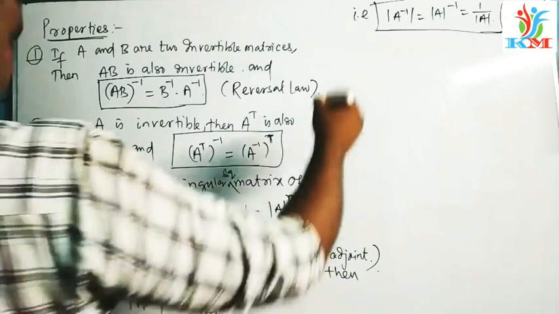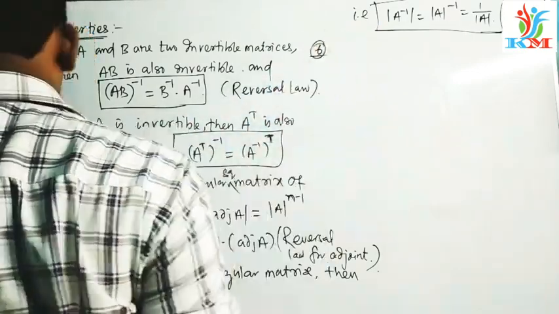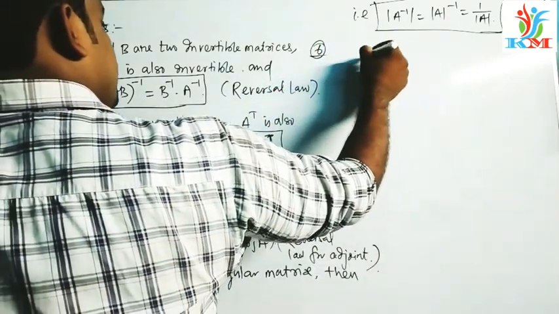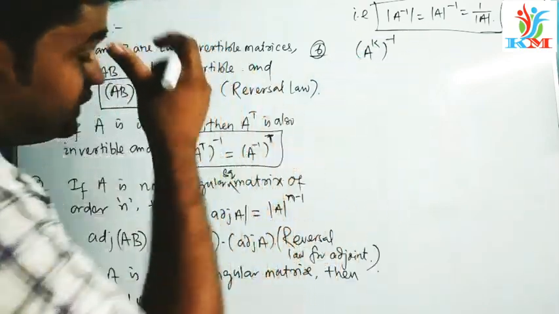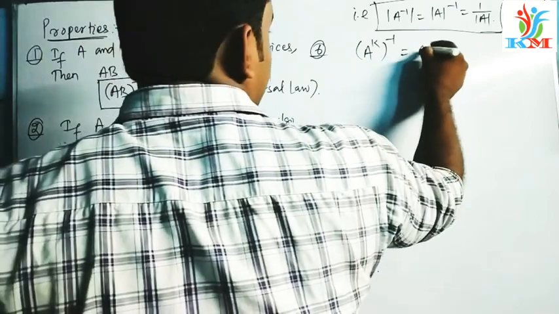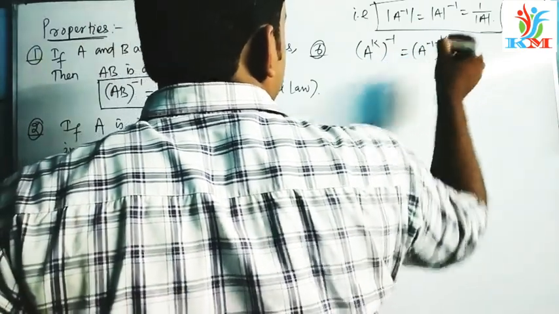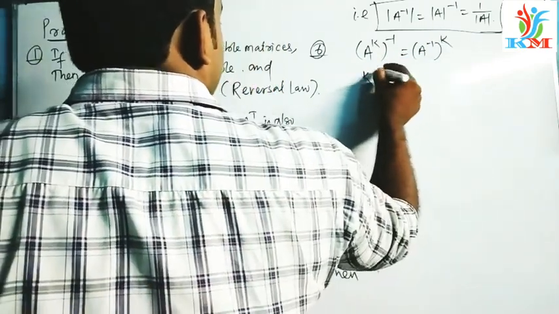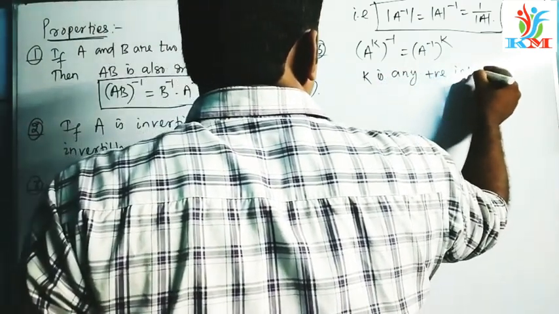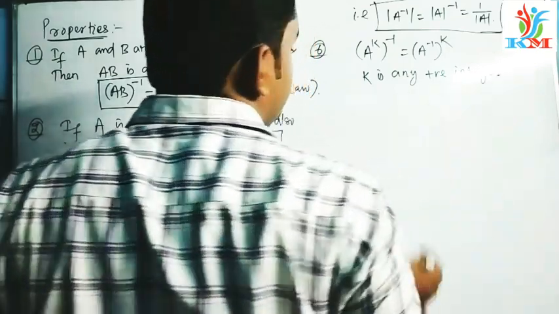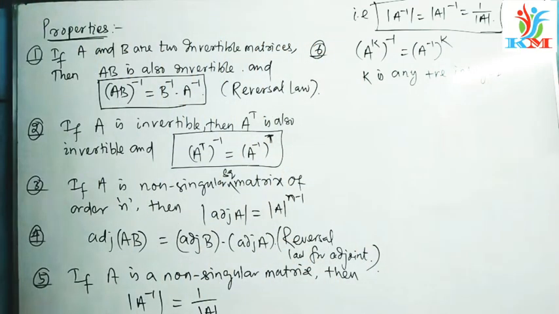Next property is, inverse of A to the power K is equal to A inverse to the power K, where K is any positive integer. That means for any positive integer K, the inverse of A to the power K is equal to A inverse raised to power K.